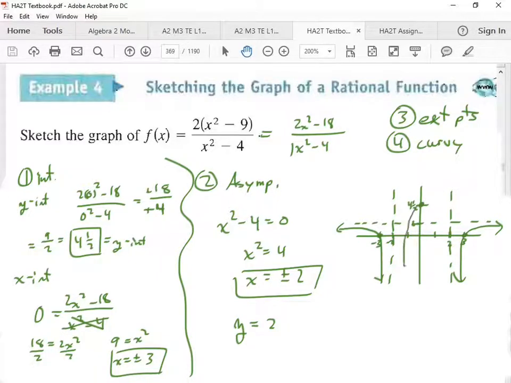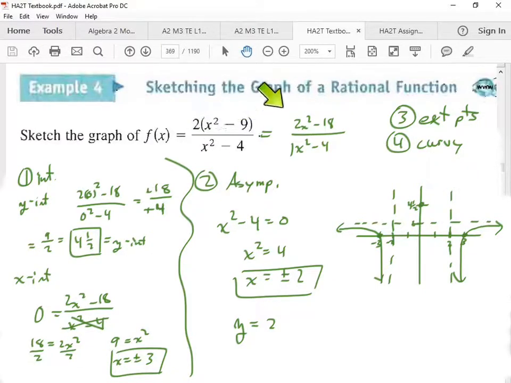I have yet to see a double cross over the horizontal asymptote. I don't think that'll ever exist. But you can cross over it once. But if we are symmetrical, then it has to be the parabola. So let's try that.